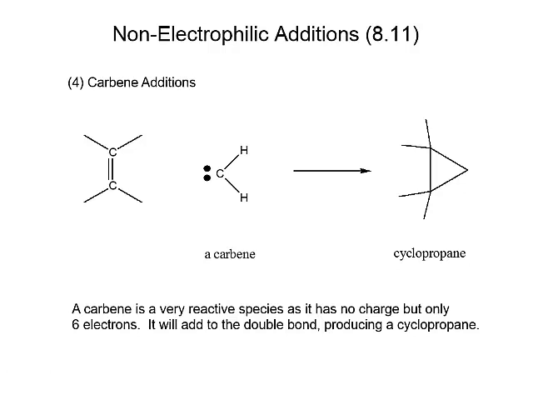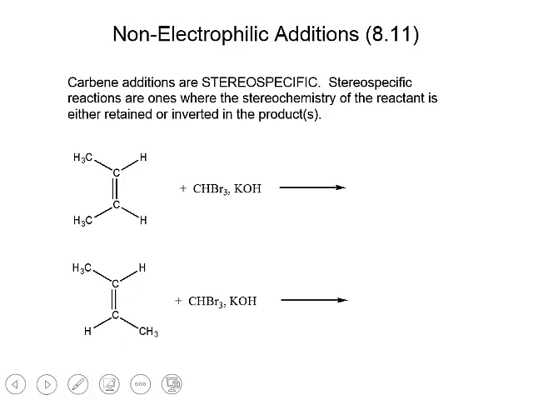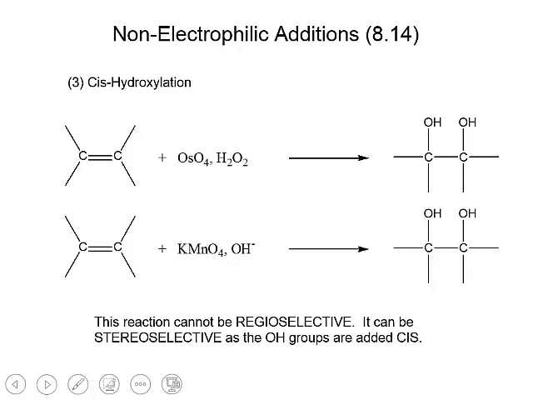Ooh, carbene additions. Maybe we need to come back to carbene additions. I don't feel in the mood to do carbene additions. We'll come back to those. Since we're adding stuff cis, let's just continue to add stuff cis. So H2 and palladium, or H2 and platinum, adds two hydrogens cis. You want to add two OHs cis.